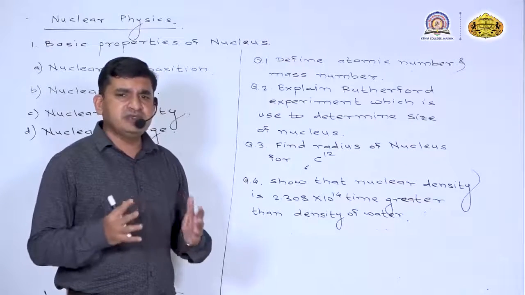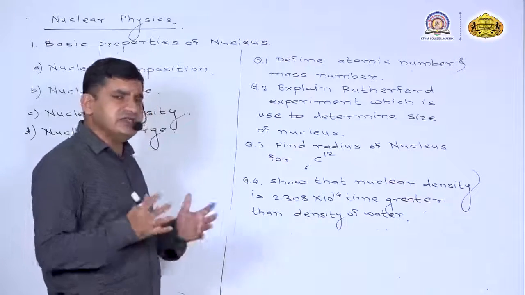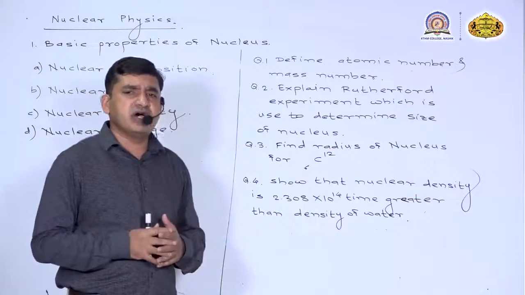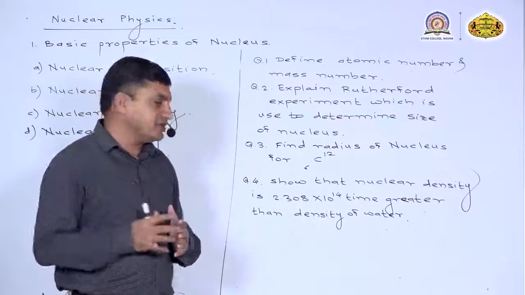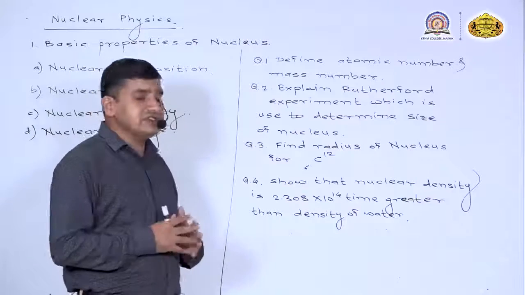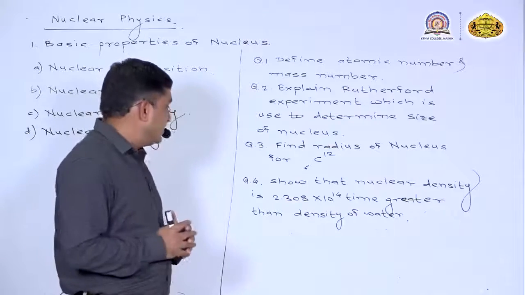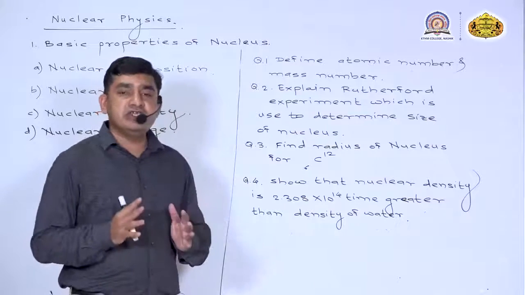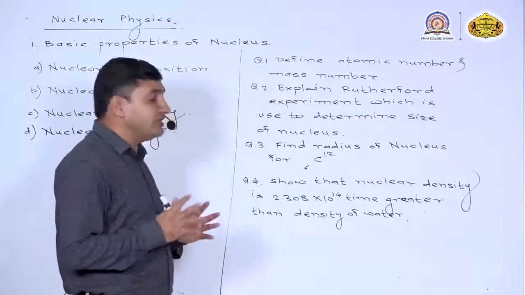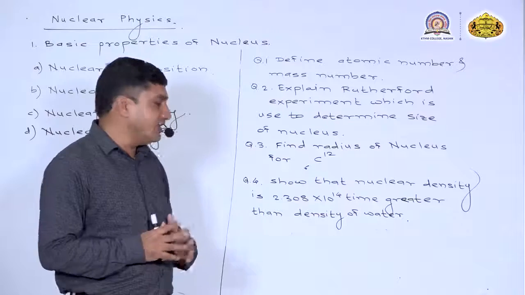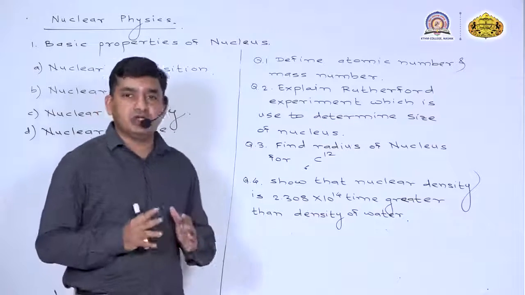C-12 (6,12) by using the empirical formula, that is the formula R is equal to R0 into A raised to 1 by 3. Then fourth question is show that the density of a nucleus is 2.308 into 10 raised to 14 times greater than the density of water.